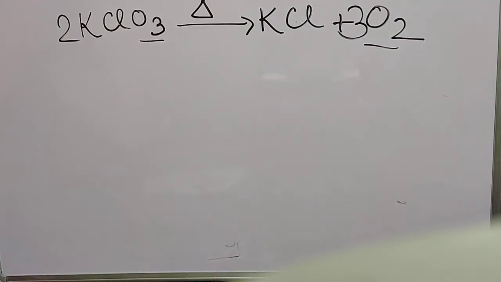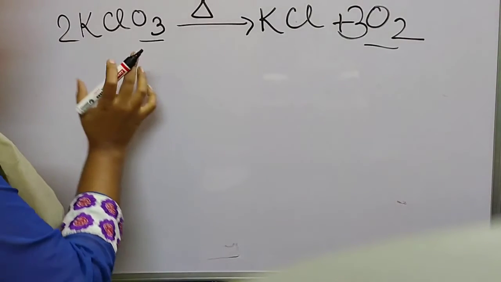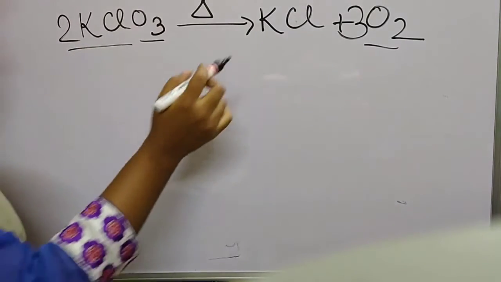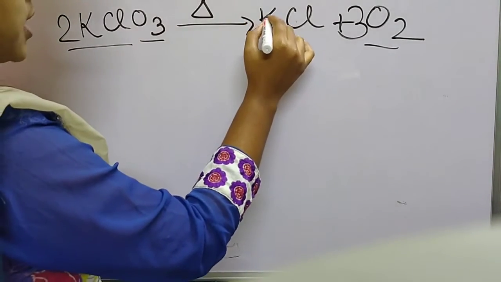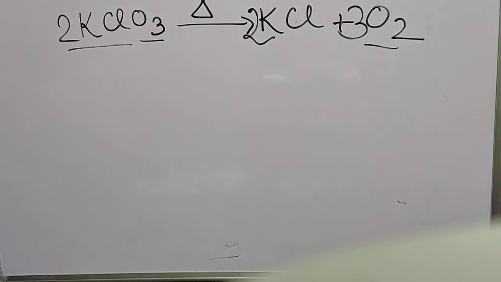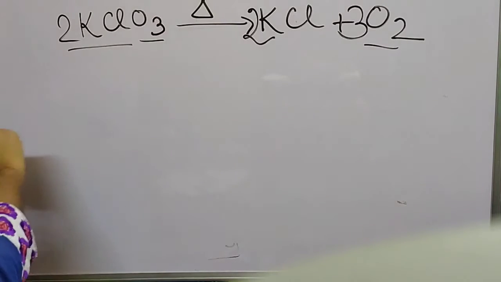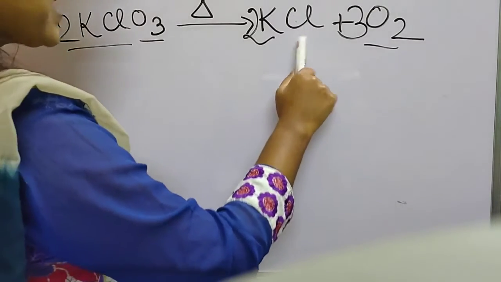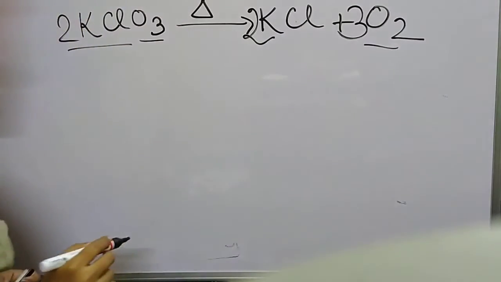So multiply this one by 2. After multiplying this by 2, now the potassium and chlorine also become 2. It has also become 2. So multiply here with 2 also. Okay. So by balancing this chemical equation, we have got the number of moles: 2 moles of KClO3, when heated, makes 2 moles of KCl and 3 moles of oxygen.